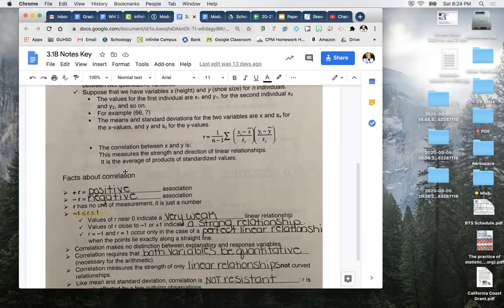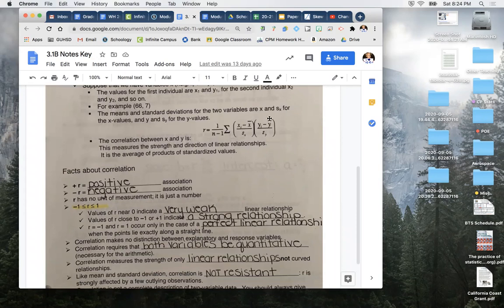When we're actually calculating it, what are we looking at? In this case, you're taking the distance of your x's from their mean and dividing by the standard deviation, and the distance of your y's from their mean and dividing by the standard deviation. You're multiplying those together, adding them all up, and dividing. Really what you're looking at is the average product of the standardized values, meaning how far these are from the least squares regression line that we have.